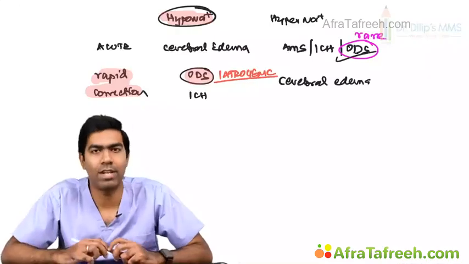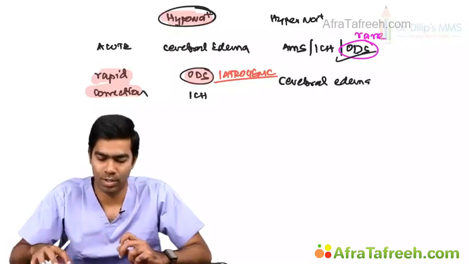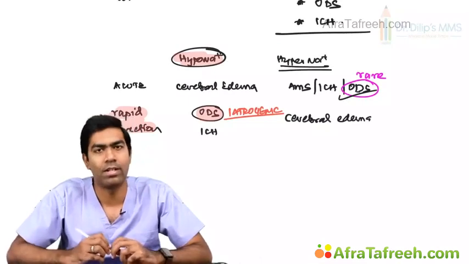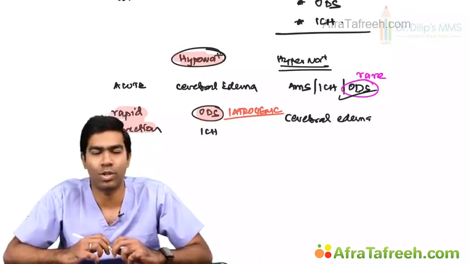Clear? So a very, very, very important concept to understand. So this hyponatremia and hypernatremia. So why is this going to kill the patient?